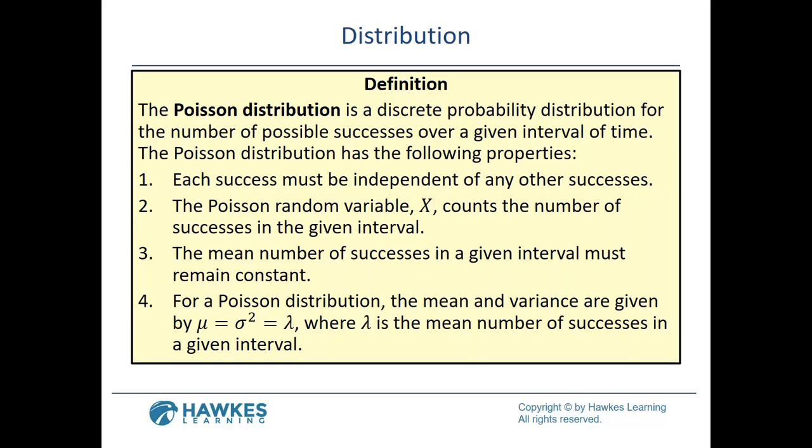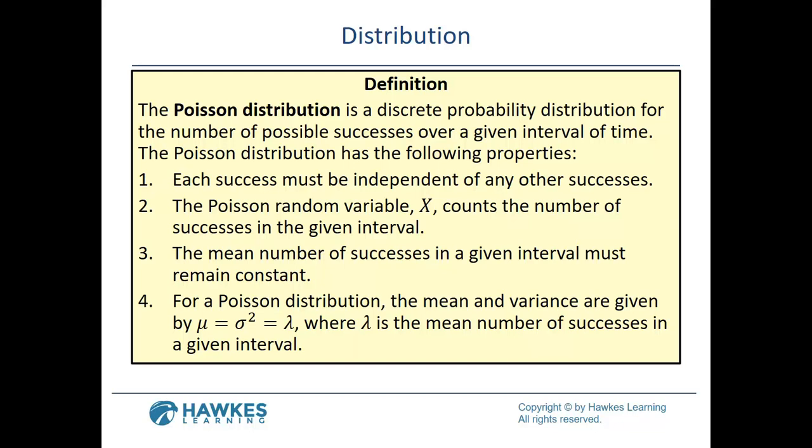The Poisson distribution does have a couple of properties in order for it to be considered Poisson. Remember that each success must be independent of each other. The random variable x is going to count the number of successes in a given interval. The mean number of successes in a given interval must remain constant. And for Poisson distribution, the mean and the variance are given as our mean, which is our standard deviation squared, called lambda, where lambda is the mean number of successes in the given interval.